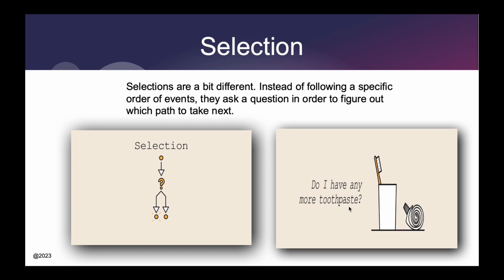So there will be a question: do I have any more toothpaste? If my answer is yes, then I go in for the toothpaste. But if my answer is no, then I have to make a provision to go and buy a new toothpaste. So in selection, you have a question, then you have a decision or an option to choose from. Without the question, you may not have options. With the question, you will have options to move forward or not.